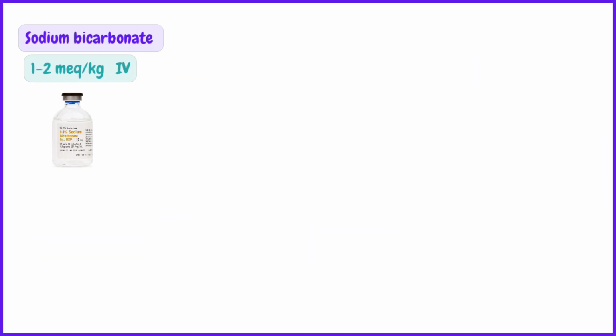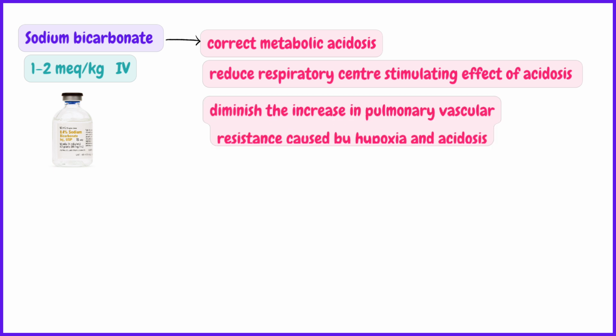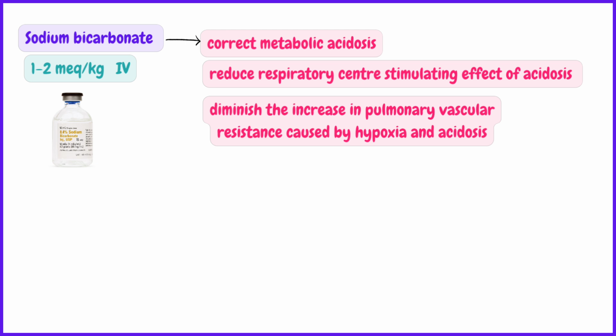Sodium bicarbonate in a dose of 1 to 2 mEq per kg IV is given slowly to correct metabolic acidosis. This may reduce the respiratory center stimulating effect of acidosis and may diminish the increase in pulmonary vascular resistance caused by hypoxia and acidosis. It can be repeated in 10 to 15 minutes.